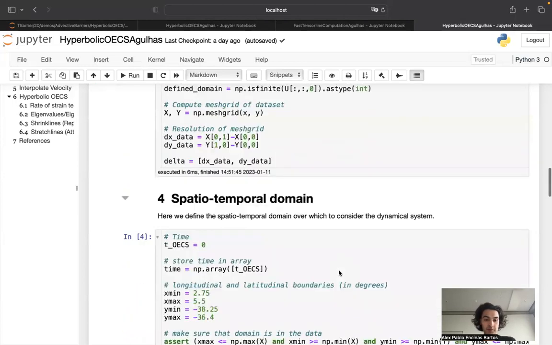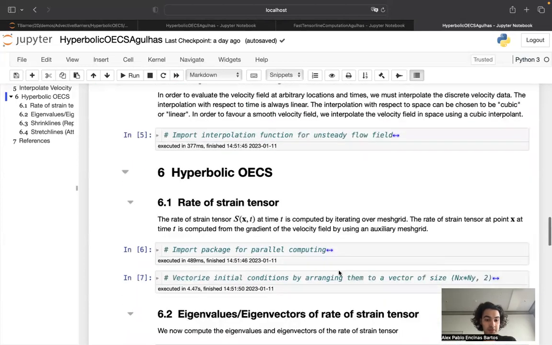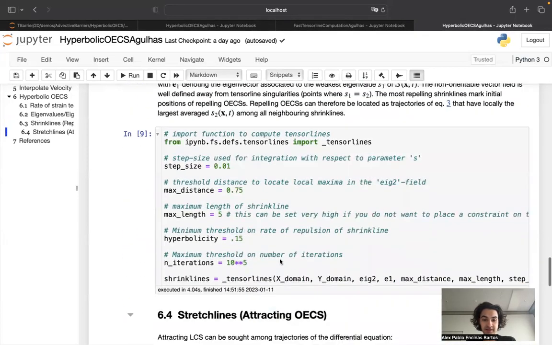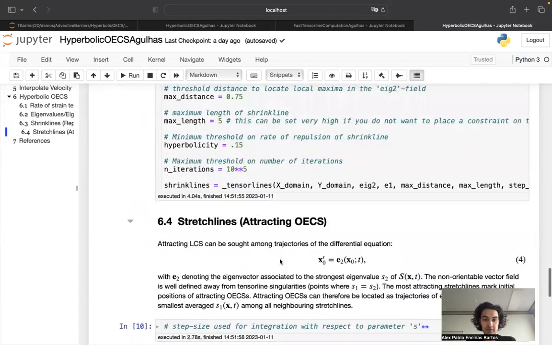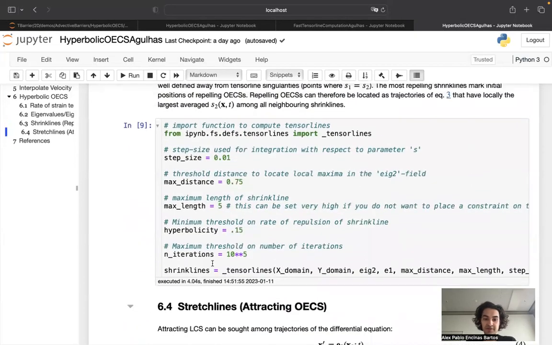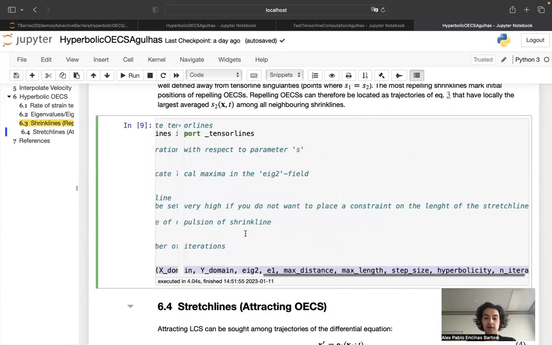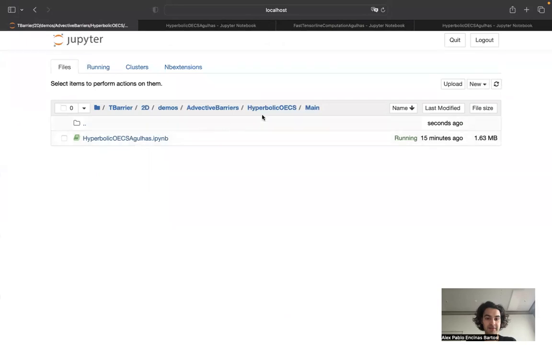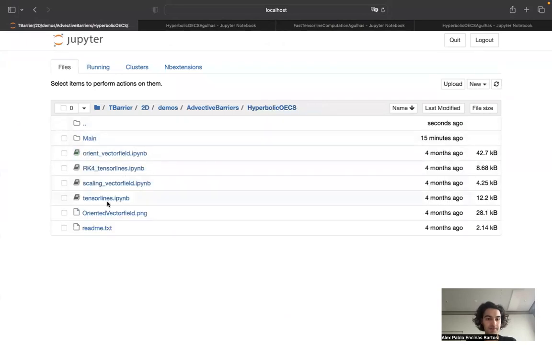And if we go through the computation, the scripts are essentially the same as for the LCS case. Simply we use the rate of strain tensor, and the parameters you need to specify are also related to the integration. So these are exactly the same parameters as we had in the LCS case, and you just simply need to pass them to this function tensorlines, which is defined in the same folder, simply here. So this is the tensorlines function, which then has access to all the other functions.